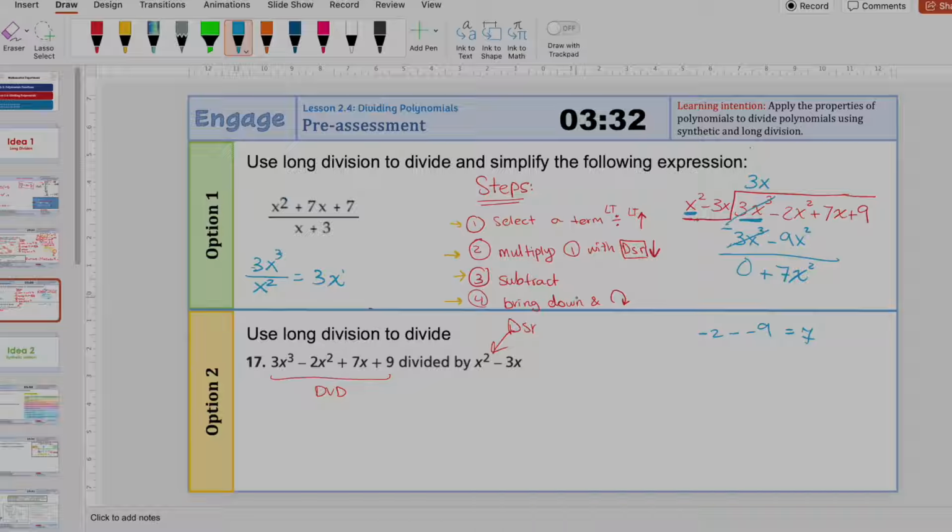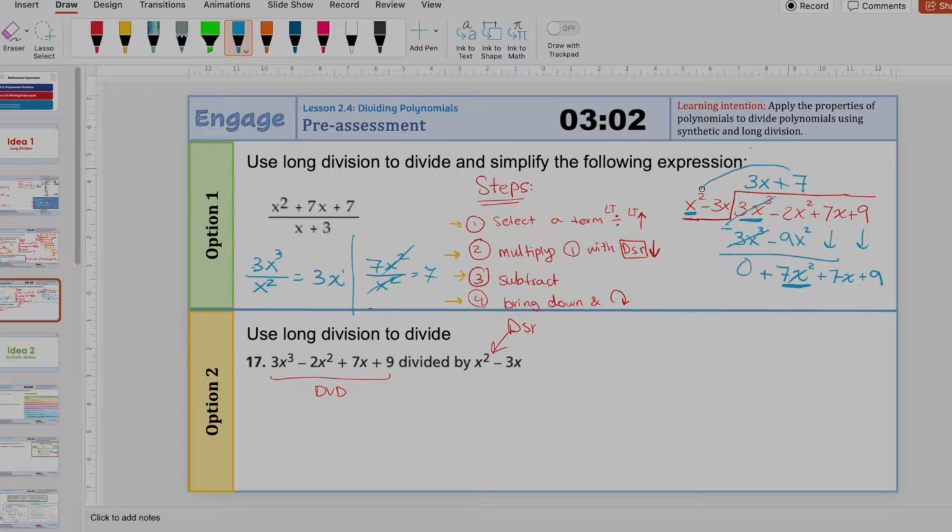And later on, bring down everything. So bring down this 7, bring down this 9, and repeat. How do you repeat? Select the leading terms. So take this leading term with the leading term. 7x squared divided by x squared. Since we have the same variable, it will cancel out, and I will have only 7. The answer is only 7.